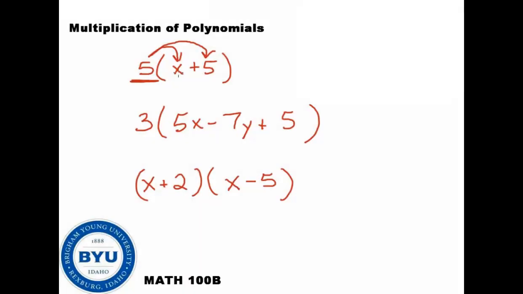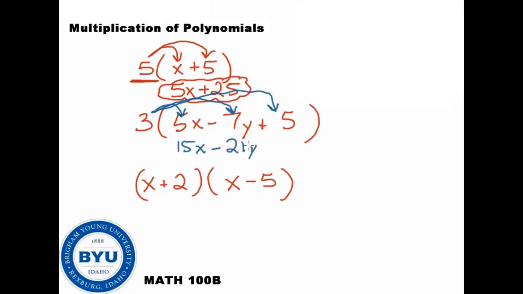If I take this 5 in, I get 5 times x, which is 5x, plus 5 times 5, which is 25. So for that first one, we get that answer. I'm going to change my color here. On this next one, again, we would multiply the 3 into everything inside. 3 times 5x is 15x. 3 times negative 7y is negative 21y. And 3 times 5 comes out to be 15. So that was the distribution law, which is what we called it.